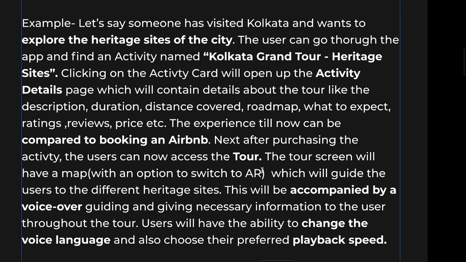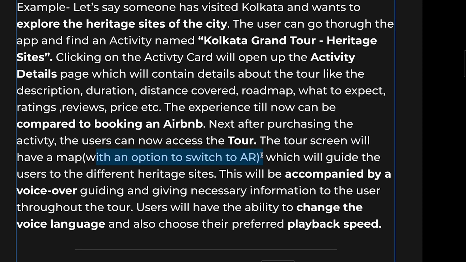Anyway, but let's continue. The tour screen will have a map, which is pretty obvious. I could do this with Google Maps as well, with an option to switch to AR, which will guide the users to different heritage sites. And I don't understand how the AR system works over here, right? I don't know what I'm going to see in the AR, because the location, the distance, the time, all of that I can see with Google Maps, right?